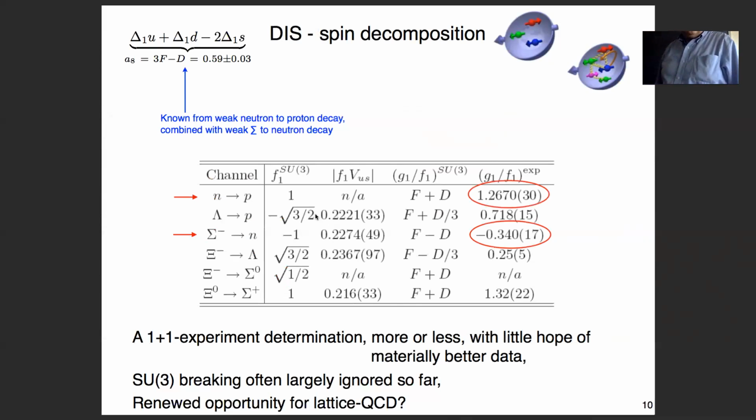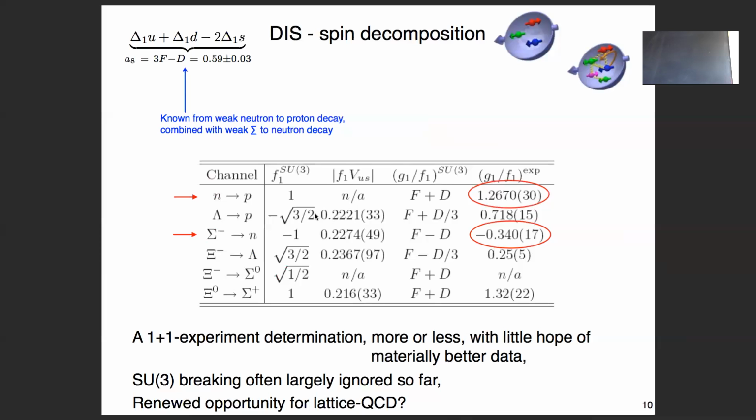So what you have for this entire constant of 0.59 is actually a 1+1 experiment determination. And by 1 I mean something which is super precise from a number of sources, and then one single experiment that totally determines what this is. Well, there's no hope of doing that better without mounting a new experiment in any way or form. And furthermore, in many of the easier, let's say, experimental extractions, you see that SU(3) breaking is largely ignored, the possible size of that.